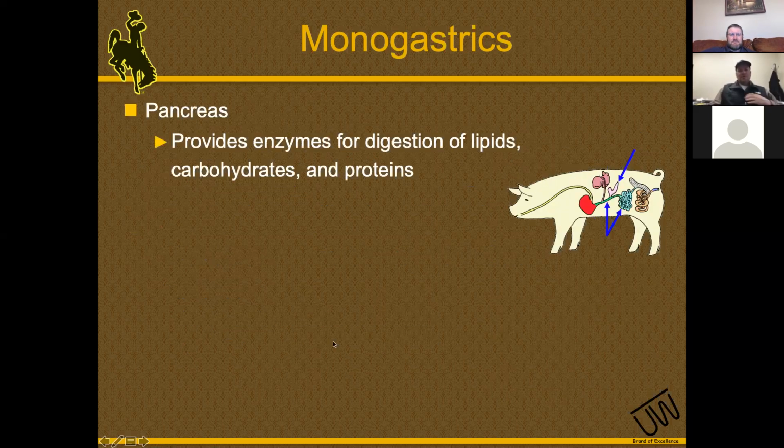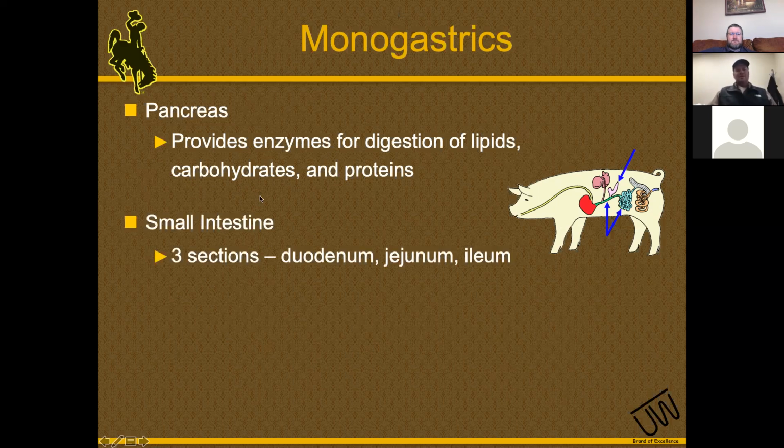Okay, so the pancreas, I'm going to go through these organs kind of fast because you're going to get this in much more depth in college. The pancreas is going to provide enzymes for digestion of lipids, but mostly for carbohydrates. It's going to regulate blood levels, insulin, so that it helps with the digestion of carbohydrates and proteins.